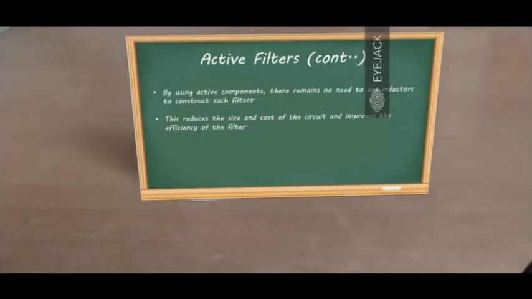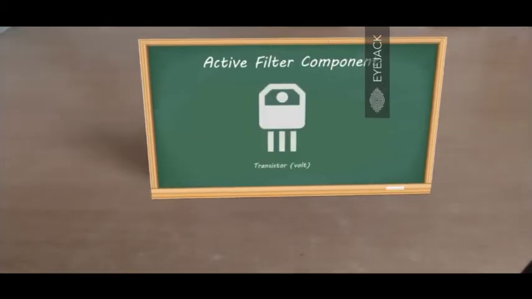Now we know that active filters only use active components and do not use an inductor. So this reduces the size and cost of the circuit and also improves the efficiency. Why is it like that? Because we saw in the passive filter case that if you want to go to lower and lower frequencies, you need really large sizes of inductors. In this case, we're not even using an inductor at all. So, there is no need to depend on large sizes of inductors and still achieve the lower cutoff frequencies. Here is an active filter component. It's a transistor and it's measured in volts.